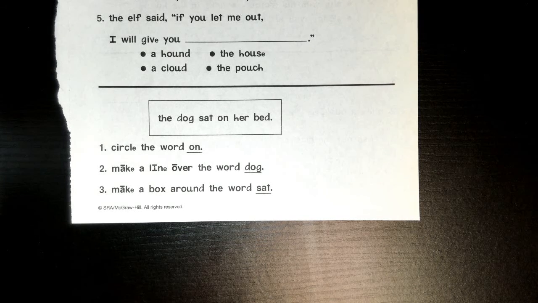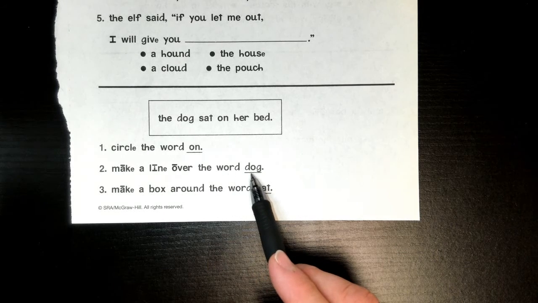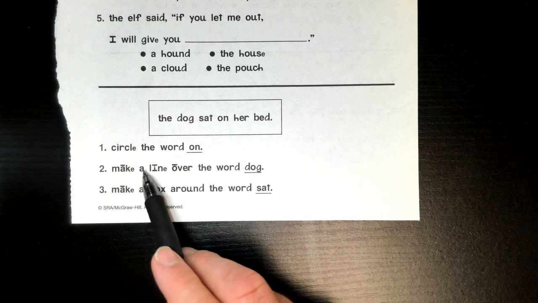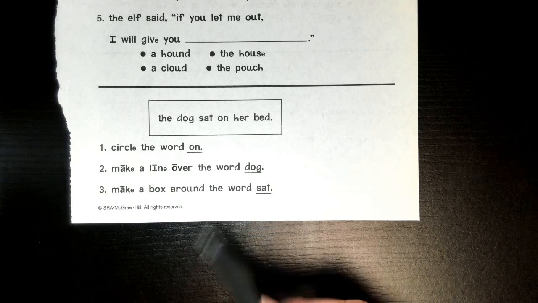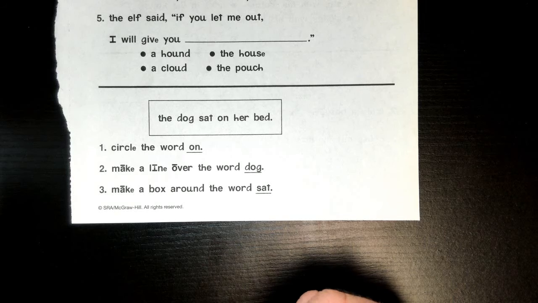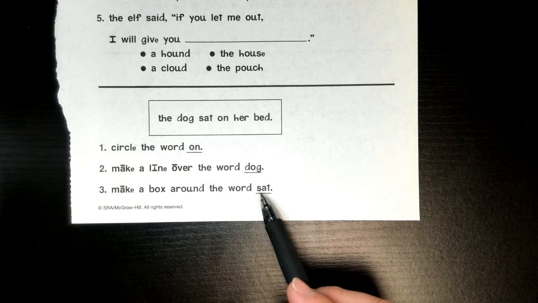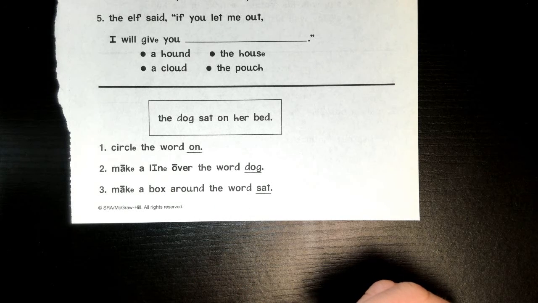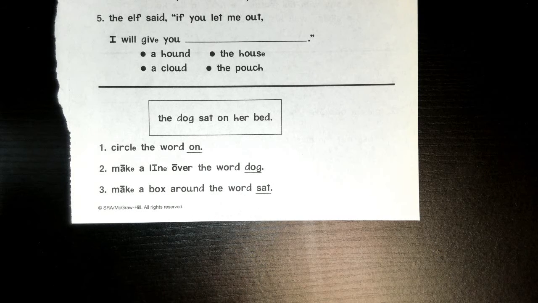Our next direction says make a line over the word dog. And then number 3, make a box around the word sat.